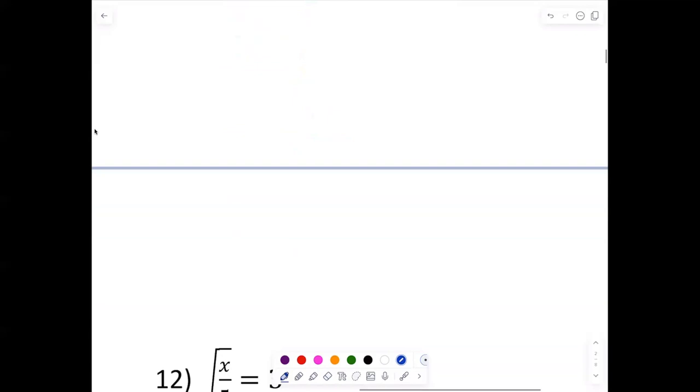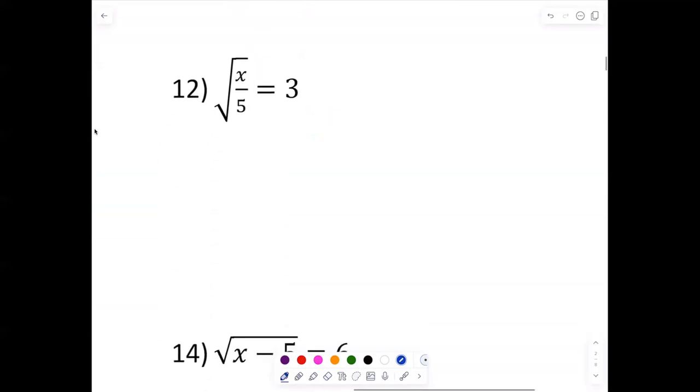All right. What do I do for number 12? Square both sides. So x/5 equals what? 9. Now what? Multiply by 5. So x equals 45. Hopefully everybody's feeling like that's pretty easy. Anybody?